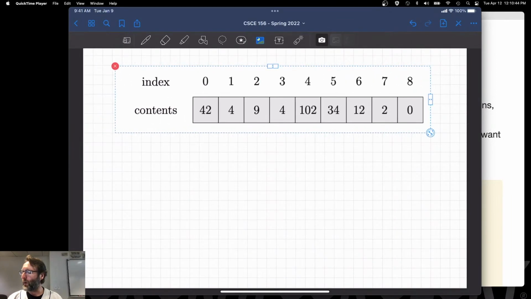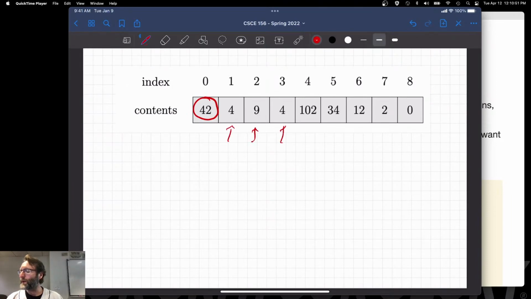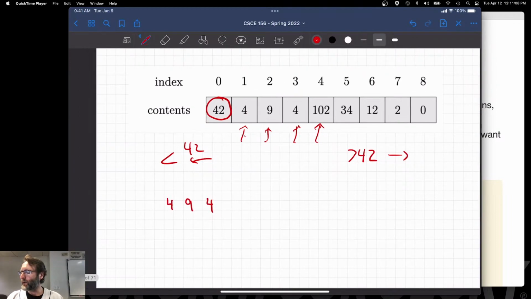Here's a preview of how it works. You choose a pivot element, say 42. And what you're going to do is go through every single one of these other elements, and put things that are less than 42 to the left, and things that are greater than 42 to the right. So 4 is less. I'll put it over here. 9 is less. 4 is less. 102, that's greater. I'll put it over here. 34 is less. I'll put it over here. 12 is less, so I'll put it over here. 2 and 0. Now, where do I put 42 at the end?